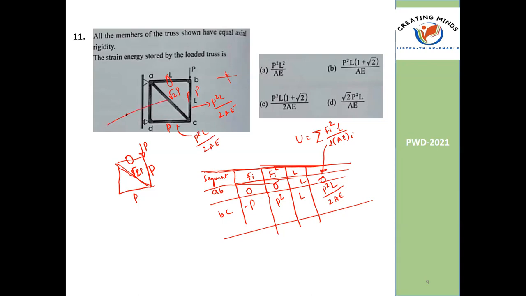For the inclined member, how much do you compute? Finally, add these things. Please check. You apply root 2 P here: root 2 P square, root 2 square is 2, so it becomes 2P square L by 2AE. The 2 gets cancelled. For the inclined member, what is L? Root 2 L. Just try to remember the equation.